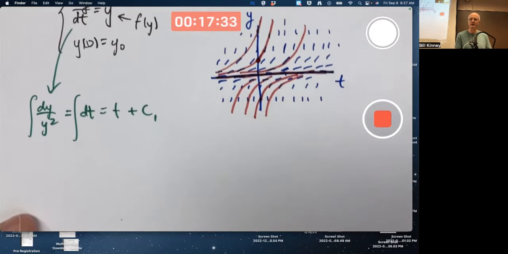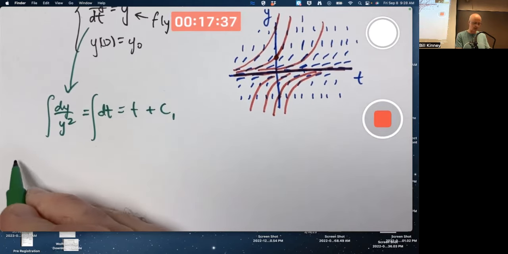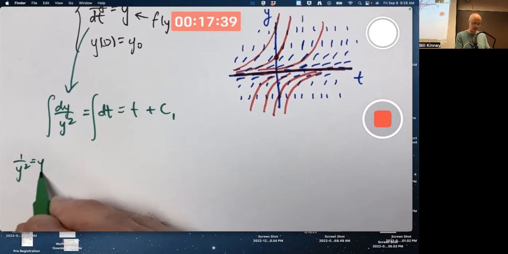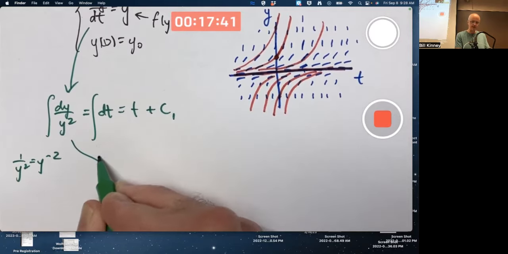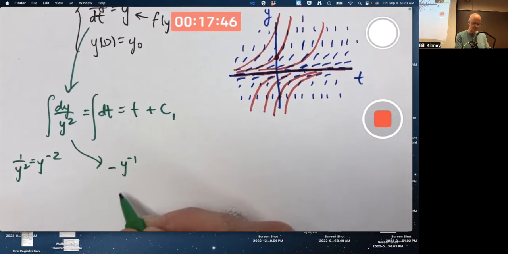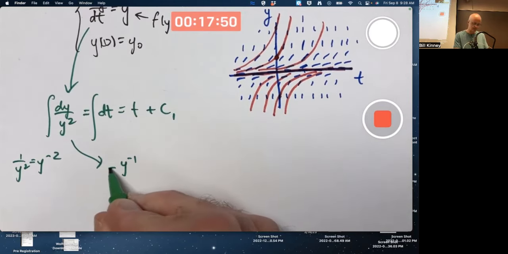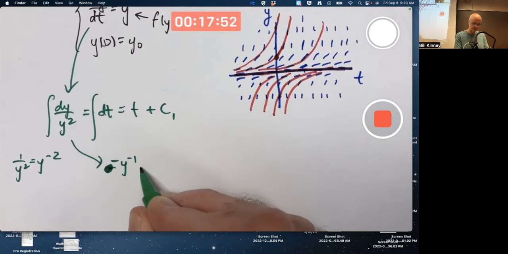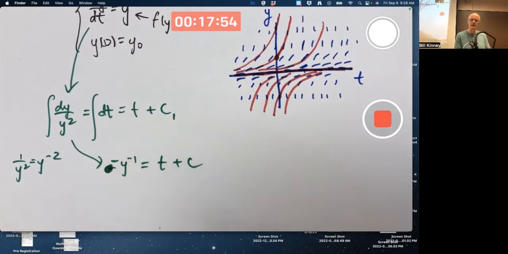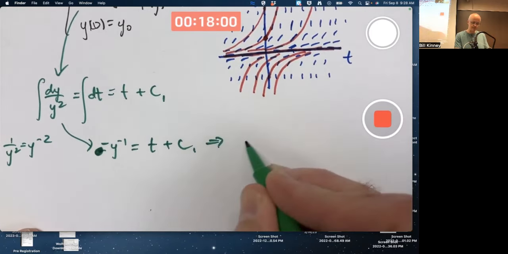Say t plus c1 on the left. This is integrating y to the negative 2 power. Right? 1 over y squared is y to the negative 2 power. So when you integrate this one, you're going to get negative y to the negative 1 power, or y to the negative 1 power over negative 1. Put the negative sign more in front of it here.